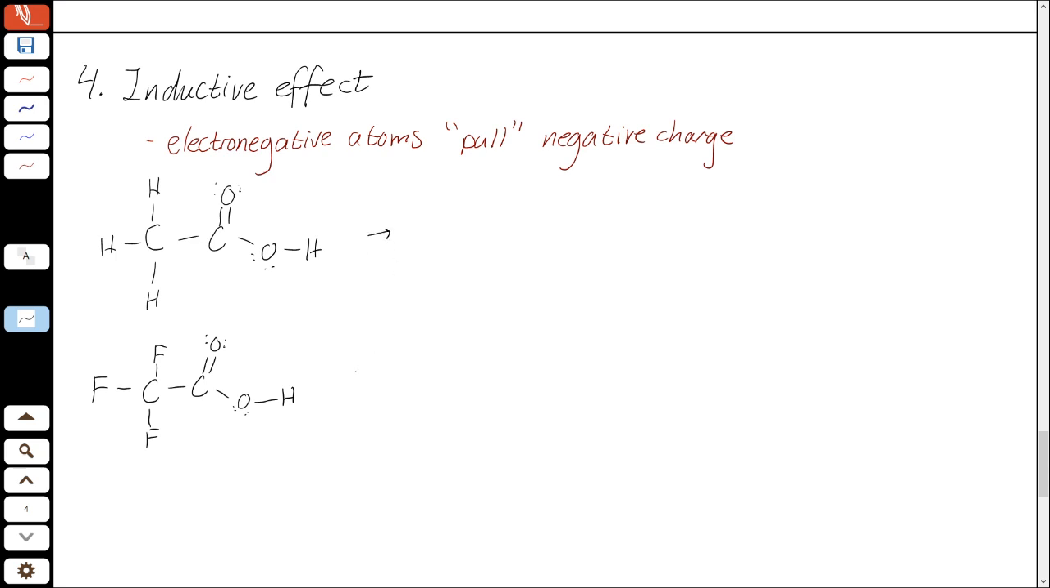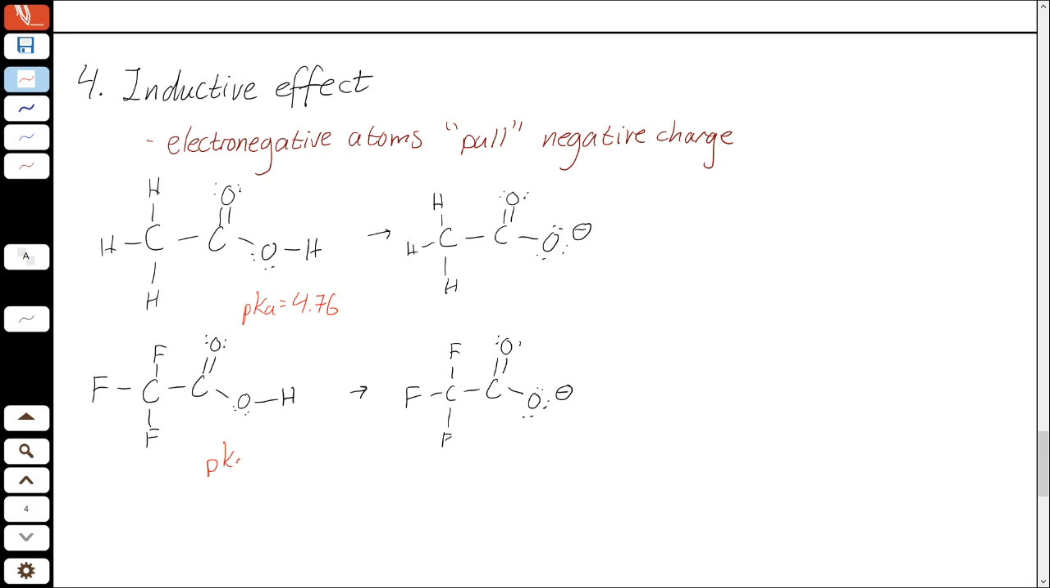If we look at the conjugate bases of these, they're going to look pretty similar. So in both cases, we've got a negative charge and an oxygen, so the same type of atom. We have the same resonance delocalization in both of them. The only thing that's different is those fluorines on the carbon. And so here's the effect. Our pKa, again, of acetic acid is 4.76. The pKa of trifluoroacetic acid is 0.23, much more acidic.